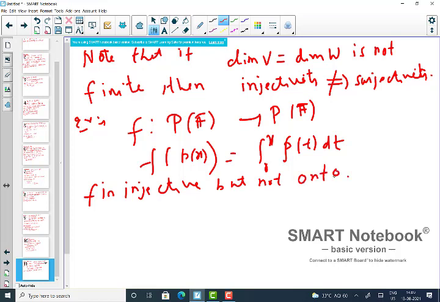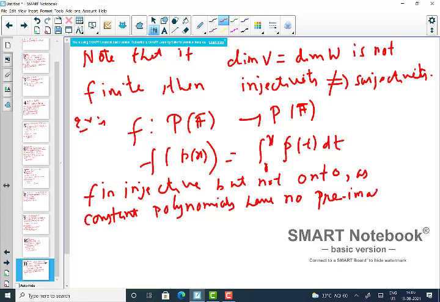Why? Because constant polynomials have no preimages. Constants map to degree one polynomials, but there is no polynomial which maps to a constant. So this is obvious. You can check that this is happening because of the infinite dimension.